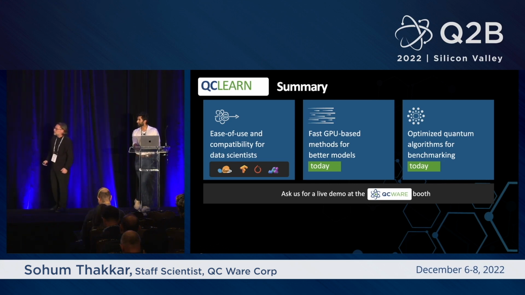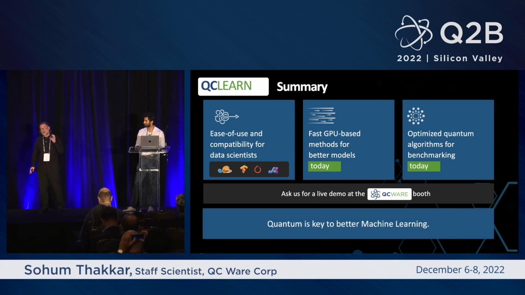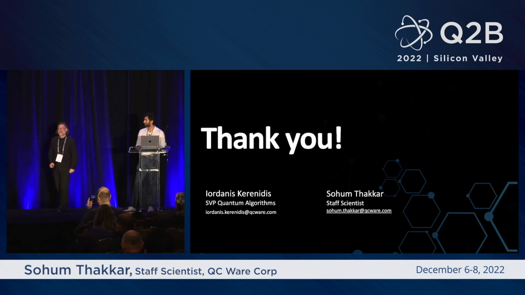And I just want to leave you by saying again that we strongly believe that quantum is key to better machine learning. As I said, both in the future, when we will be able to run quantum algorithms on the next generation of quantum computers, and we can provably enhance the capabilities of machine learning. And also today, by taking these quantum ideas and turning them into powerful classical machine learning solutions, as we did with QClearn. So thank you very much.